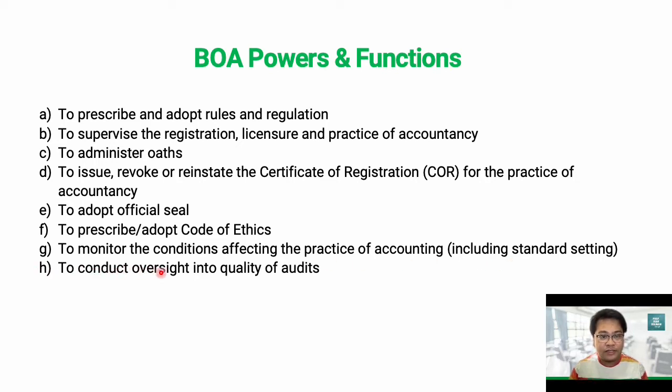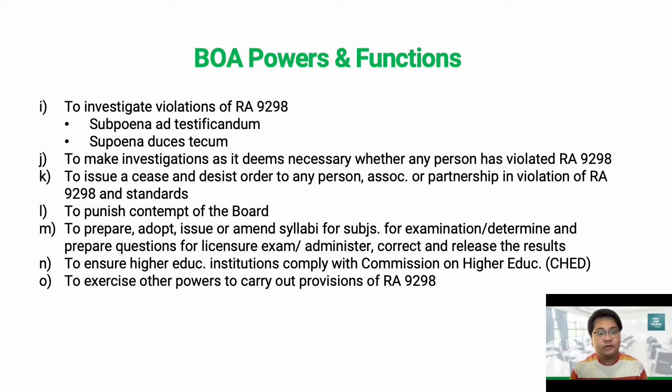To conduct oversight into the quality of audit, so they can conduct quality inspection of different auditing and accounting firms and practitioners. To investigate violations of RA 9298. To that effect, to issue subpoena ad testificandum, meaning make one appear in a hearing, to summon a particular person or persons who is in violation of RA 9298 or who is called on to participate in an investigation.